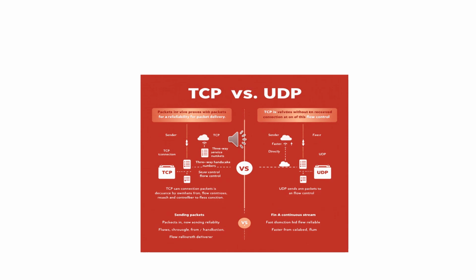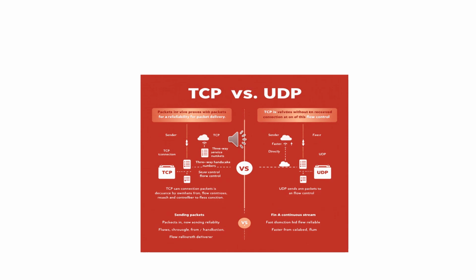UDP, User Datagram Protocol, on the other hand, is a connectionless protocol that sends packets called datagrams without establishing a connection. It does not provide flow control, error checking, or acknowledgement of received packets, which means it sends packets in a continuous stream without checking if they are received successfully. This makes UDP faster but less reliable than TCP.